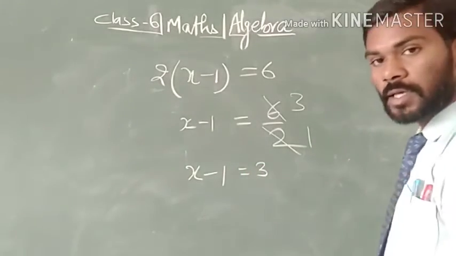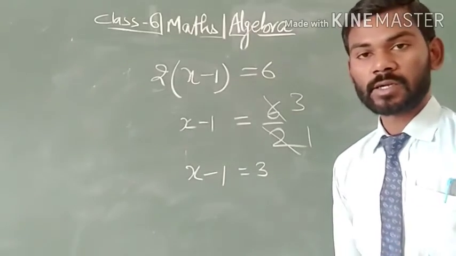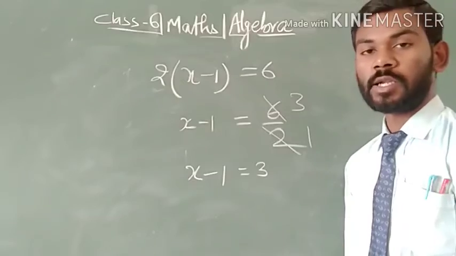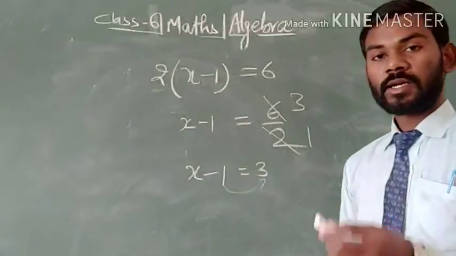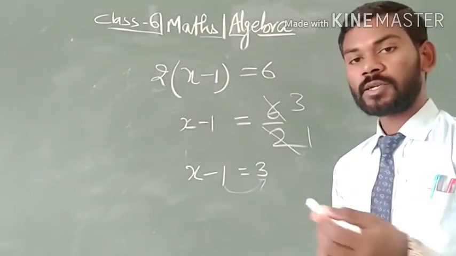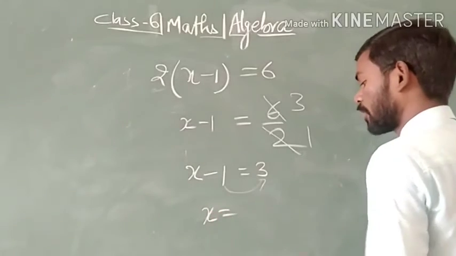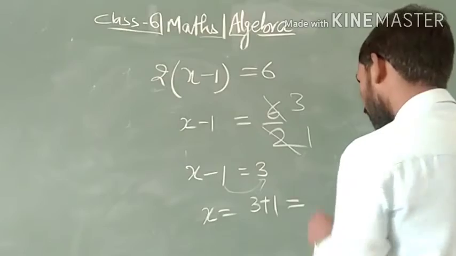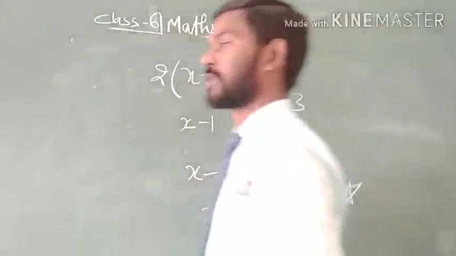But here we did not get our result, because there is a constant on the left hand side. So transfer it to the right hand side and change the sign from minus to plus. So here we get x is equal to 3 plus 1, and this is equal to 4, which is our required result.